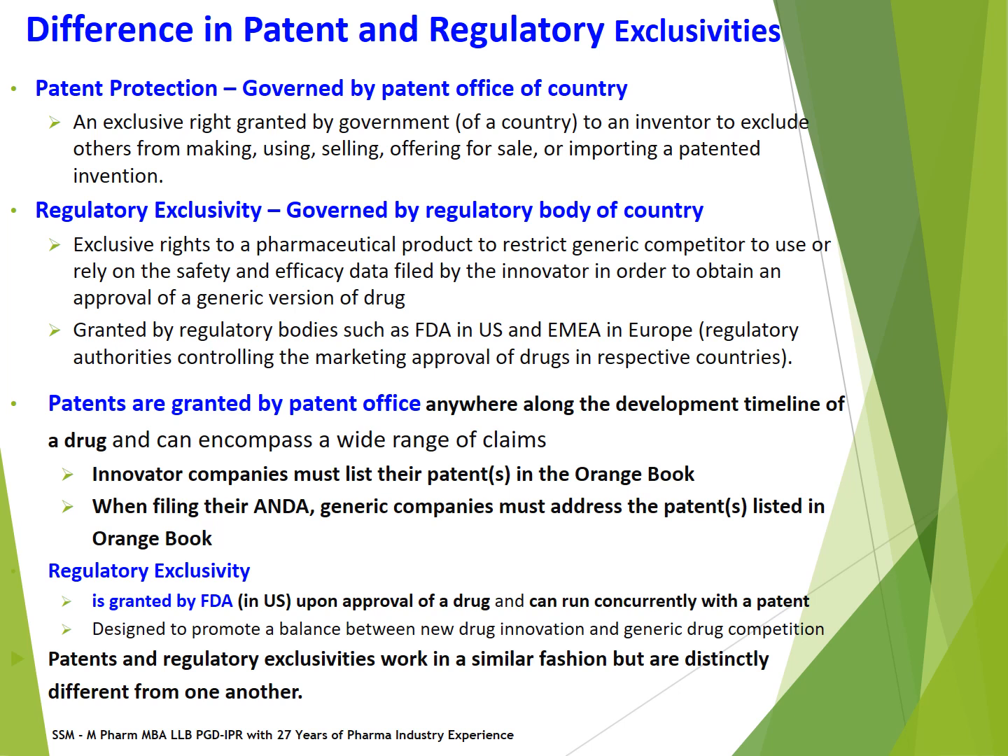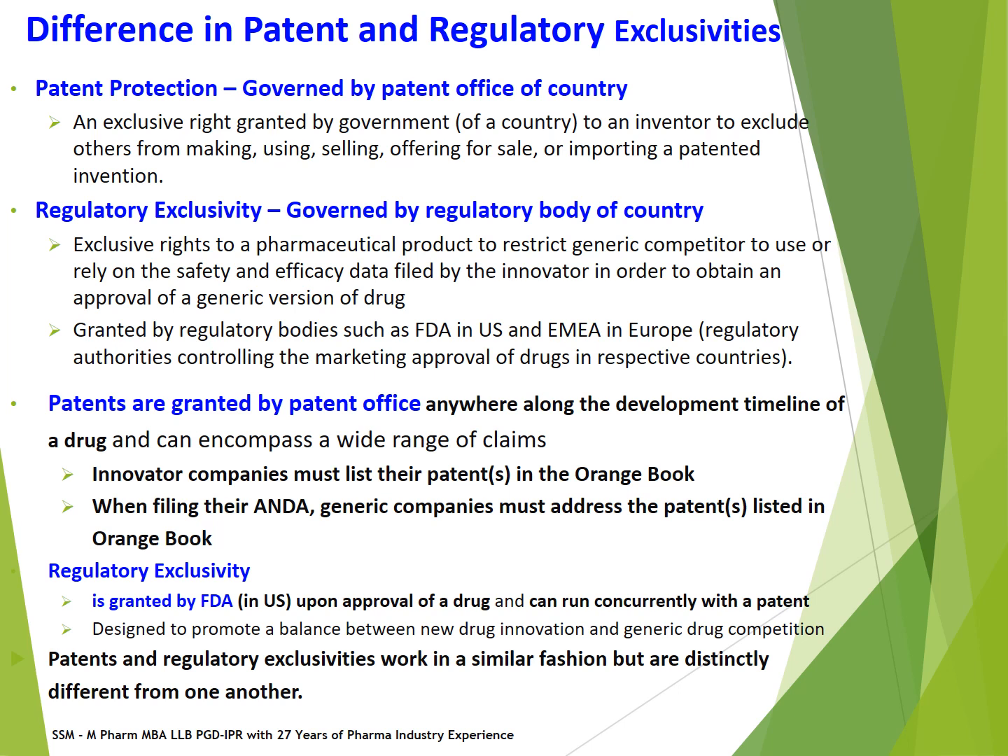Innovator companies must list their patents in the Orange Book. So whenever the innovator company files for approval of a new drug, when they file the NDA, new drug application, the FDA will ask the innovator company to list all the relevant patents related to that product in the Orange Book. The Orange Book is a database maintained by the FDA. So the innovator company has to list all relevant patents related to the product in the Orange Book.